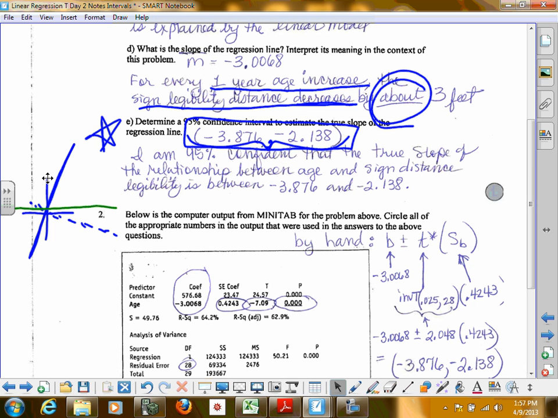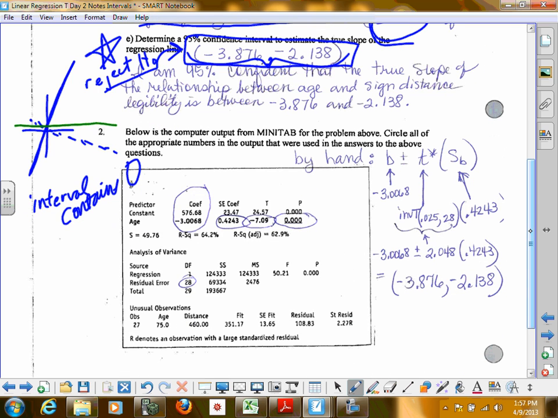If you reject the null, you are saying the linear model applies. So you should have something that does not contain 0 for your interval. If you have an interval that contains 0, the slope could be 0. And so when you ran your test, then what probably was the conclusion? What did we do with our null?